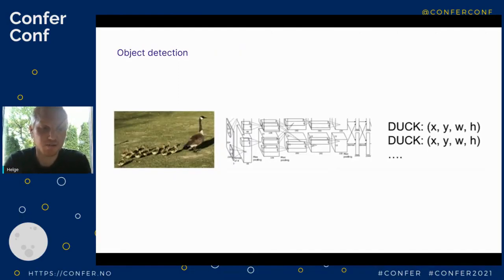So with object detection, we are often trying to find multiple objects in the image and also localize them. So you want to say where they are and what they are. So it's a little bit of a different problem. In the interest of time, I'll go a little bit quicker through this.